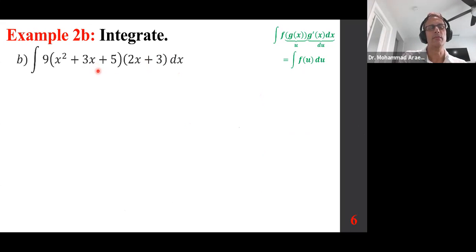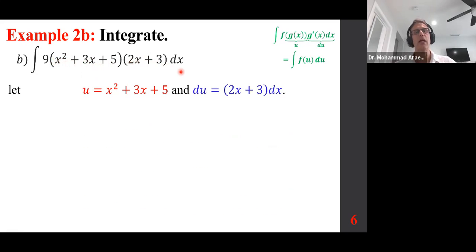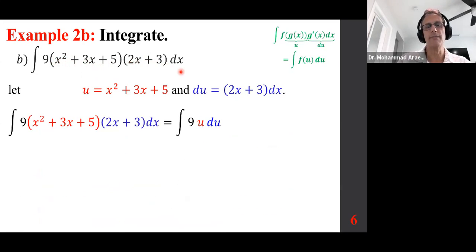Although we can distribute, there is no need for a substitution. For the sake of the section, we are going by substitution. The more complicated one, x squared plus 3x plus 5 is a choice of u. 2x plus 3 is the derivative, so 2x plus 3 dx is du. And number 9 remains as a multiplier. Whether you leave it inside the integration sign or outside makes no difference.